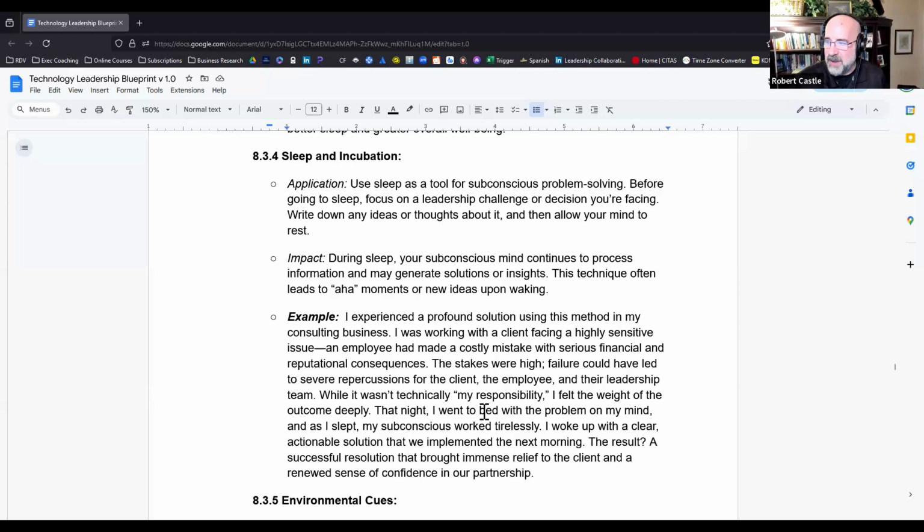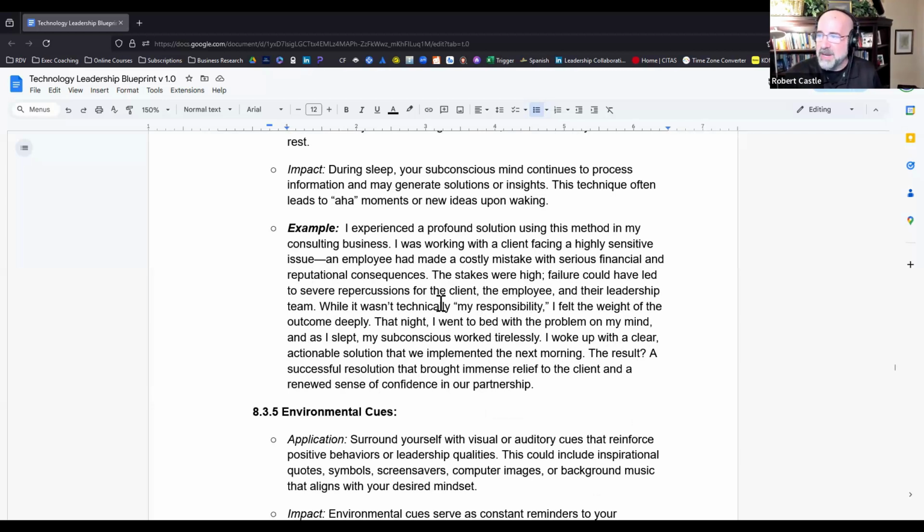I experienced a profound solution myself using this method when I was in a consulting business. I was working with a client facing a highly sensitive issue. An employee had made a costly mistake with serious financial and reputational consequences. The stakes were high. Failure could have led to severe repercussions for the client, the employee, and their leadership team. While it wasn't technically my responsibility, I felt the weight of the outcome deeply.